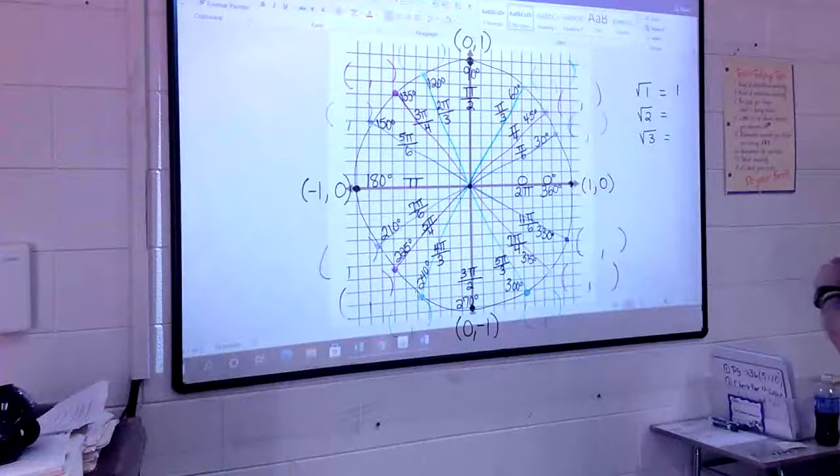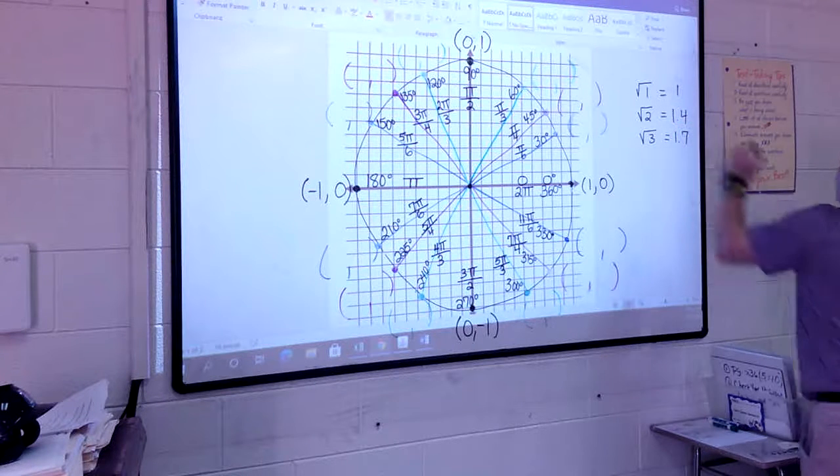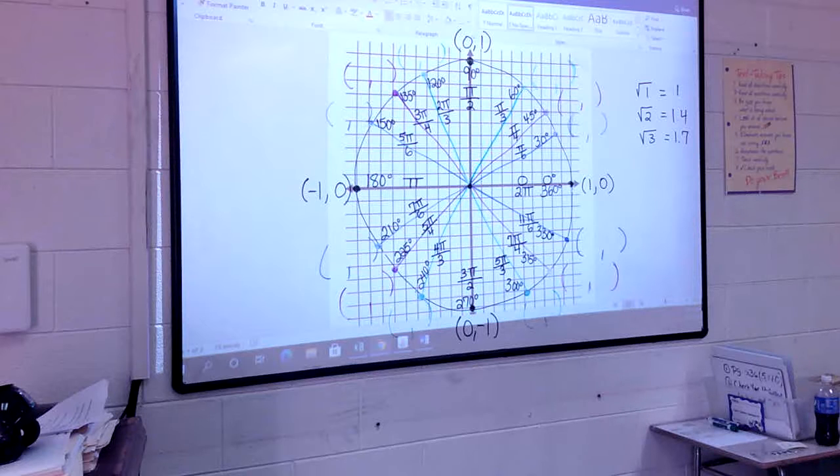The square root of 2, if you don't know what the square root of 2 is, you can put it in your calculator, but it's a small number. It's a number bigger than 1, but less than 2. So the square root of 2 is 1.4, and then the square root of 3 is 1.7. All right. Now, here's how it's going to work.